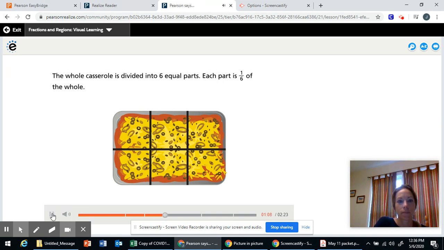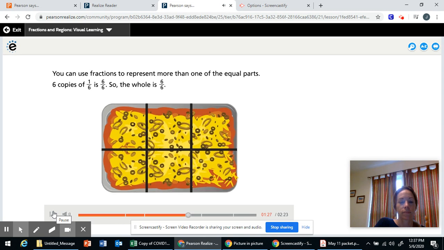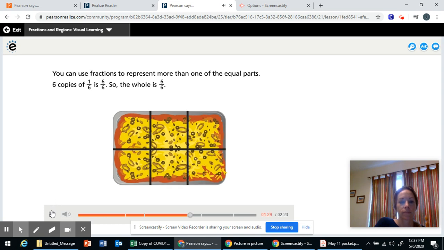The whole casserole is divided into 6 equal parts. Each part is 1/6 of the whole. So when they say that, like I said in the last pause, this is 1/6, this is 1/6, this is 1/6, and so on. You can use fractions to represent more than one of the equal parts. 6 copies of 1/6 is 6/6. So the whole is 6/6.